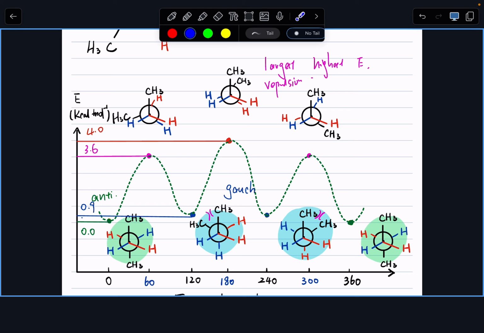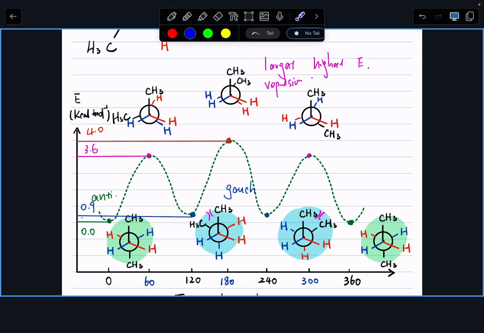Yes? Considering if we had to draw the lowest and highest energy chair conformations in terms of Newman projections, would we correspond the staggered formation to the lowest energy chair conformation and the eclipsed to the highest? First of all, chair conformation is something different. We will talk about that in cyclohexane. This one is the Newman projection.